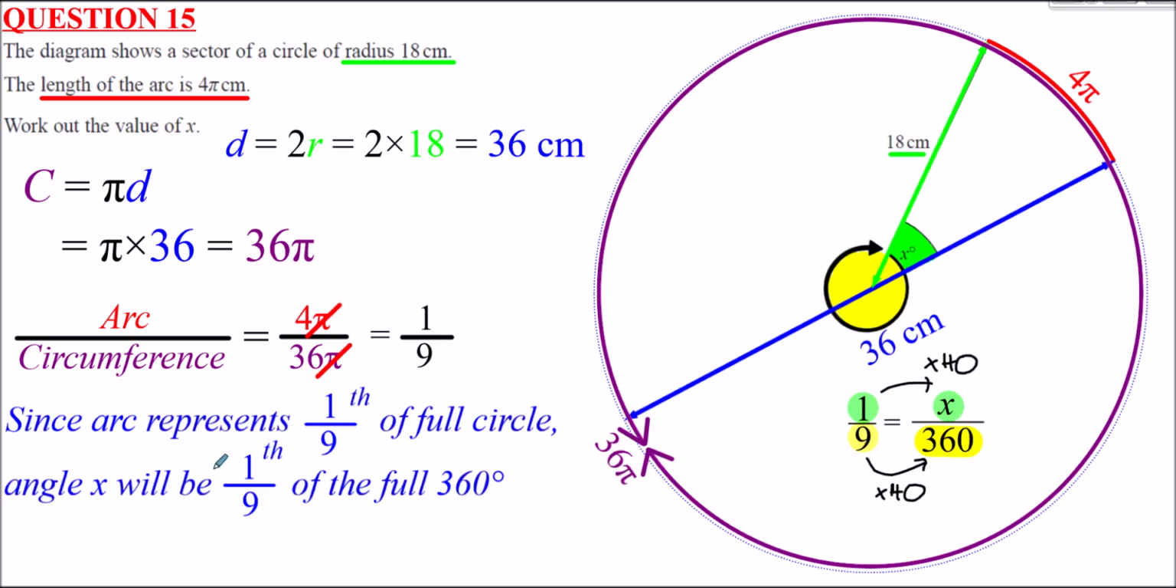Or doing it as a simple fraction, if this angle x is 1/9 of your full 360, just work out what 1/9 of 360 is by doing 360 divided by 9, which of course would be 40. So therefore x is 40, this missing angle, 40 degrees.